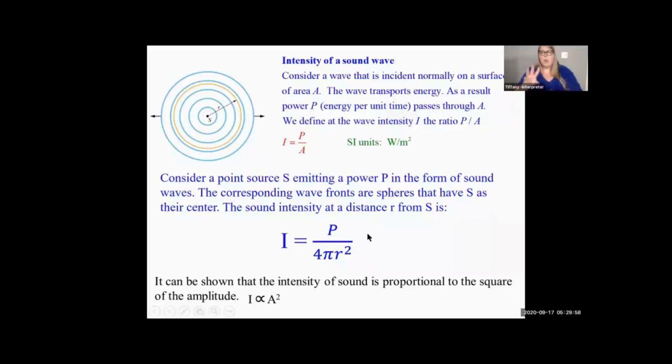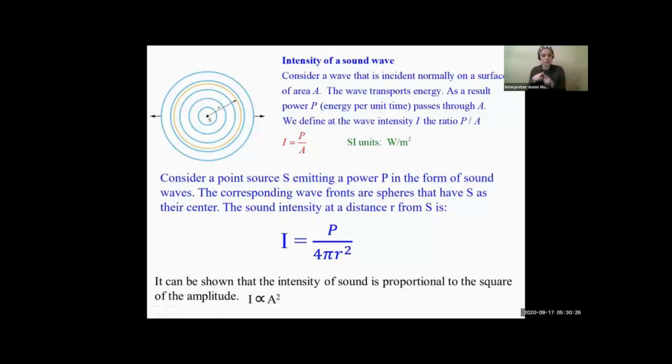And since sound grows as a sphere, a spherical wave, it has to be the surface area, 4 pi r square, right? Where r is the distance from the source to the given point where you want to measure the intensity, okay? And it can be shown that the intensity of sound is proportional to the square of the amplitude, okay?